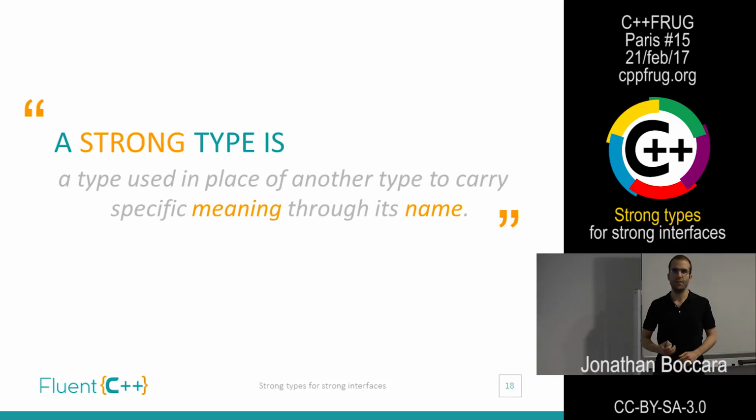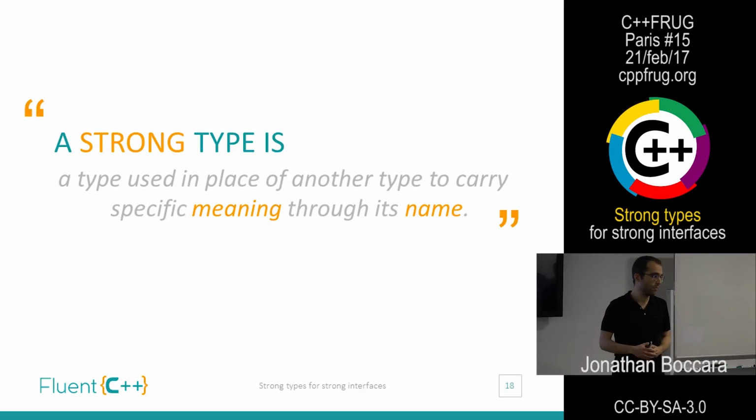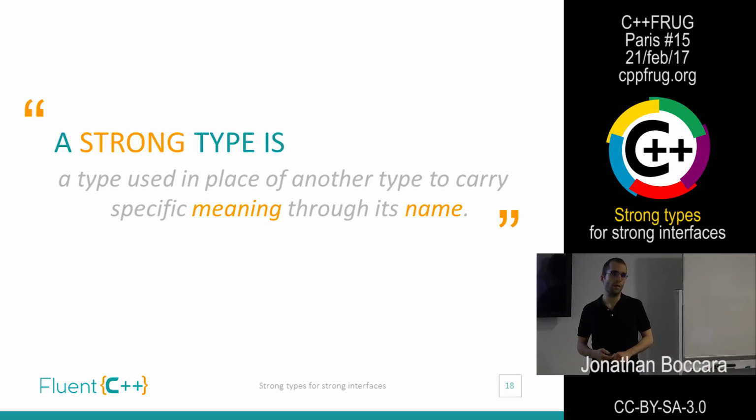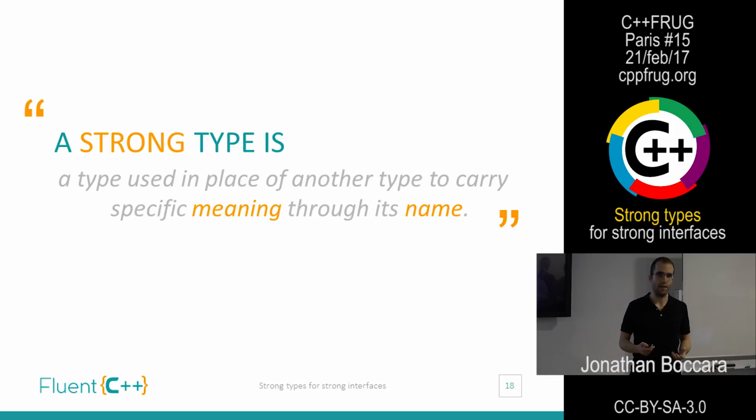This leads us to give a definition of strong types. A strong type is a type, like the type radius or the type diameter, that's meant to replace another, more primitive type, like double, in order to add meaning to this type, saying that this double is a radius or a diameter or whatever. And it does it with its name, which ties up with what we said about the setters that have a name.